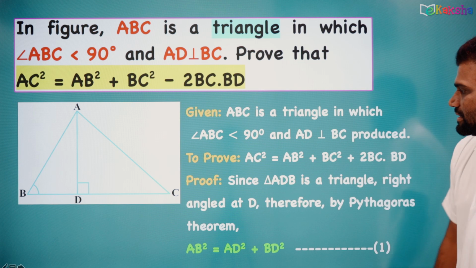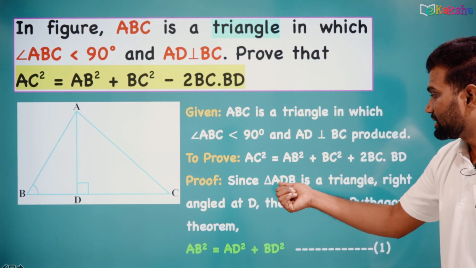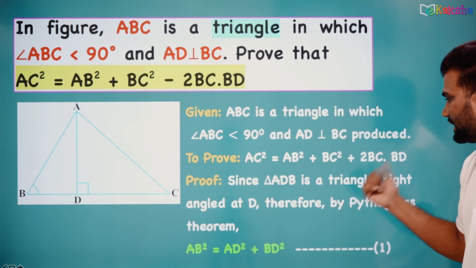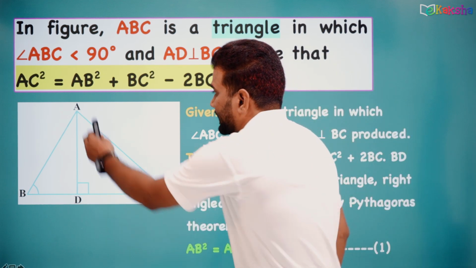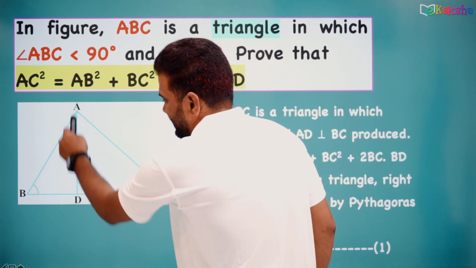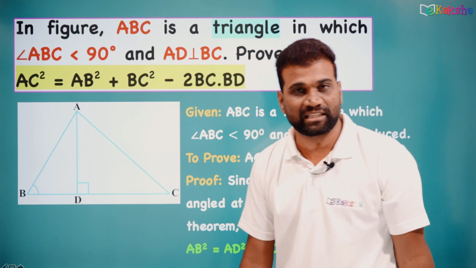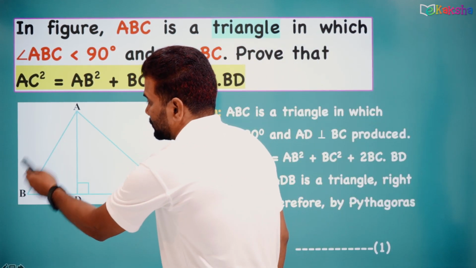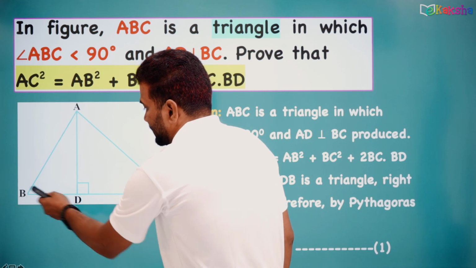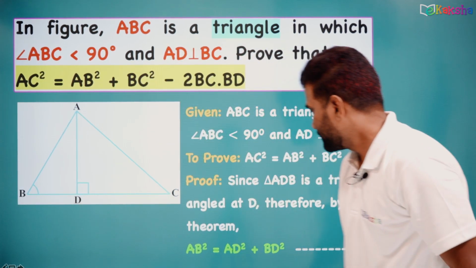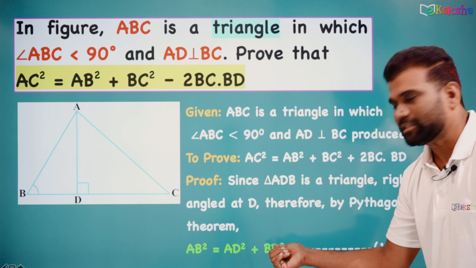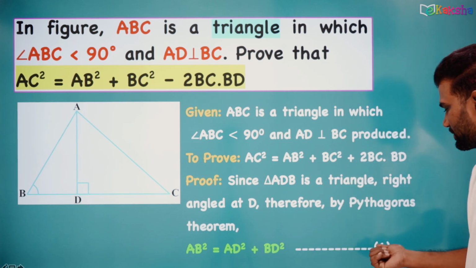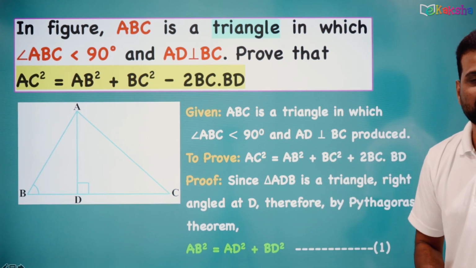For that proof, since triangle ADB has a right angle at D, ABD is a right angle triangle, so we can apply the Pythagoras rule. On applying it, this is the hypotenuse, so AB square equals BD square plus AD square. So AB square equals AD square plus BD square. This is equation number 1.